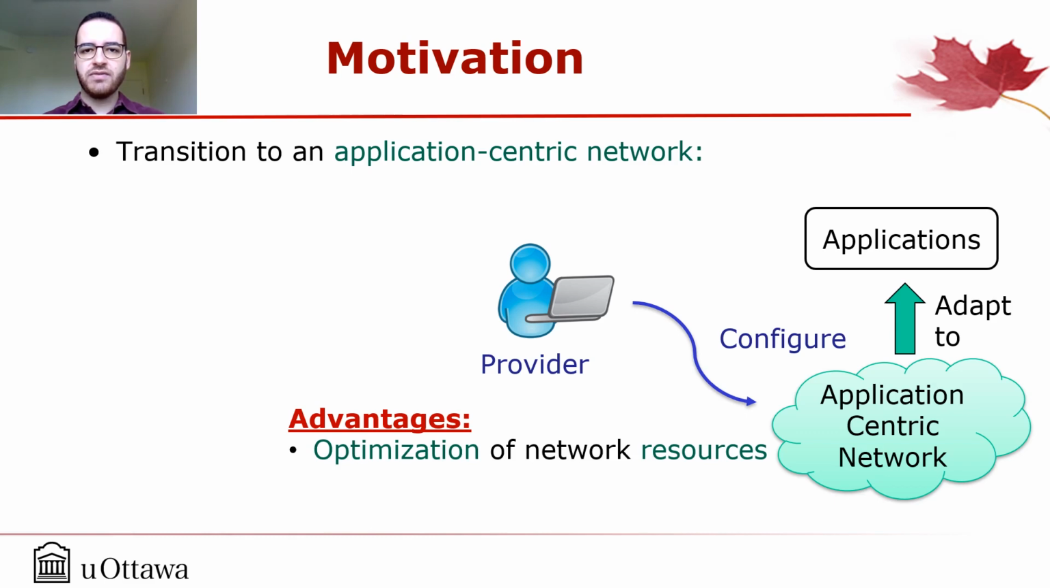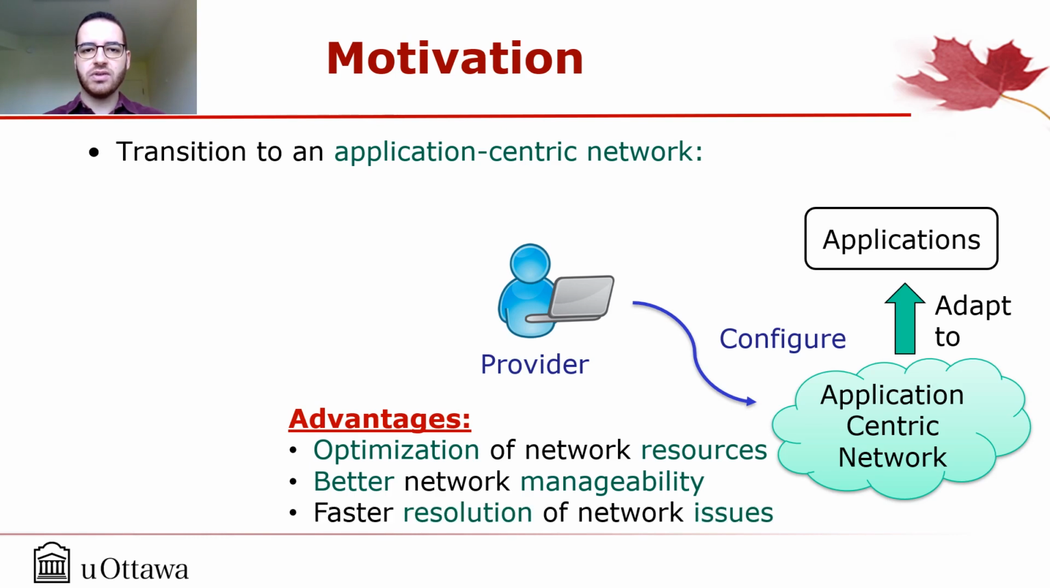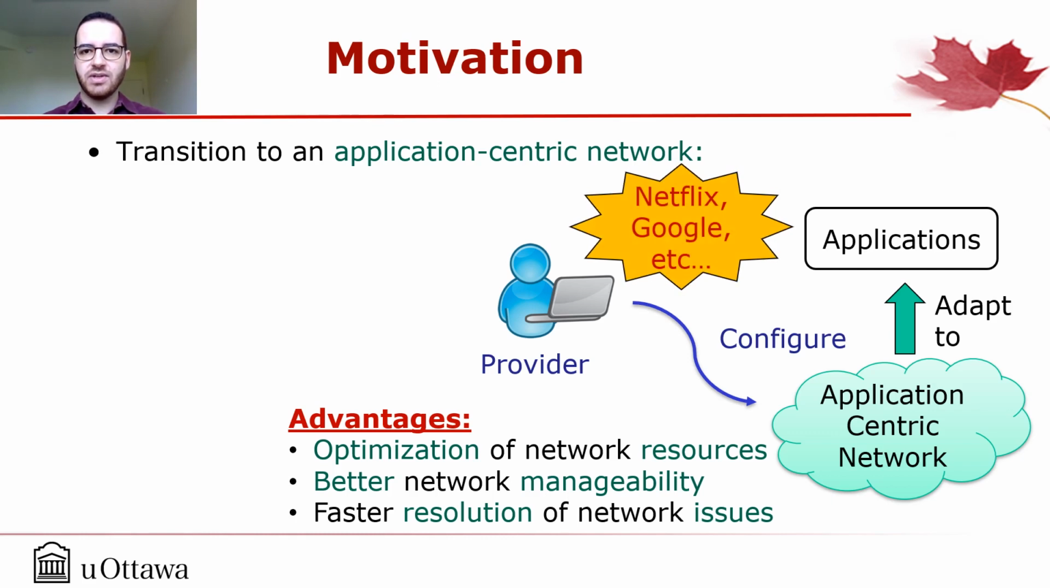The optimization of available network resources to better serve the hosted application needs, a better network manageability by allowing every application forwarding logic to be configured in isolation in the network, and a faster resolution of network issues that can be detected and mitigated directly in the network where they happen. These advantages are especially prominent in the context of content provider networks like Netflix and Google, where the providers manage both the network and the applications hosted on it.